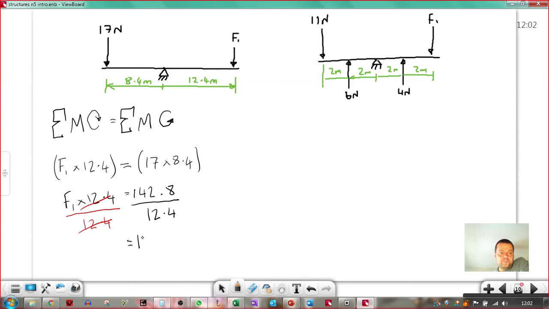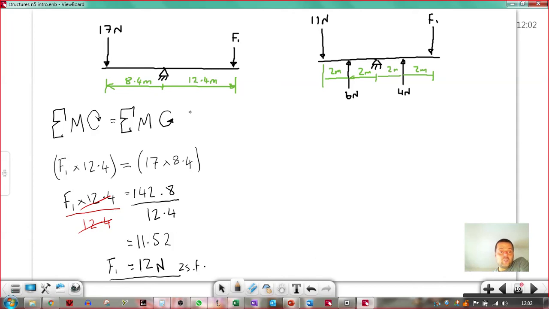11.52. Let's round that and put the correct units in. So it's going to be two significant figures. So that's 12. It's a force that I've worked out, F1. So that means it's newtons. To two significant figures.